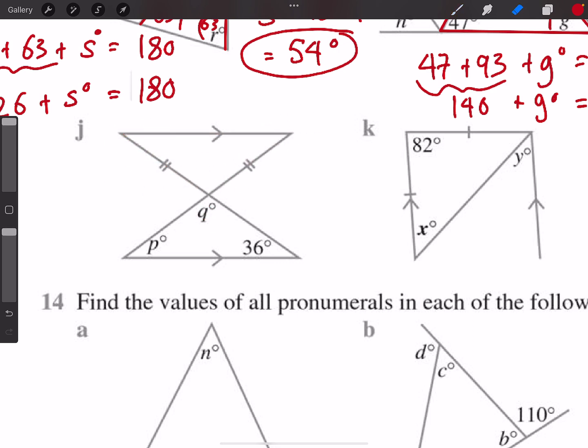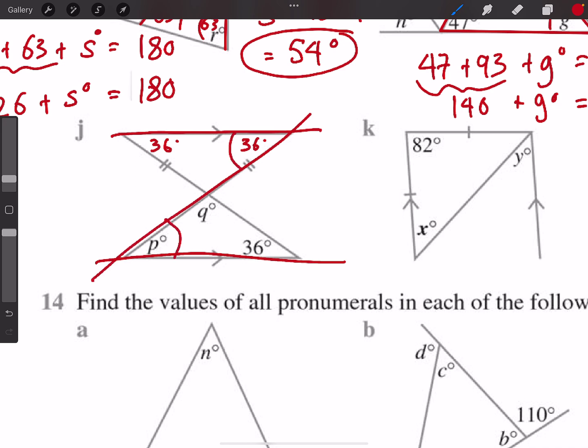The reason it's isosceles is because these two sides are the same, meaning that these two angles are the same. Now we just said that this is 36, so this one must also be 36. And guess what? You have two parallel lines and a transversal line. This is acute, this is acute, therefore angle P is also equal to 36. These are alternate angles.